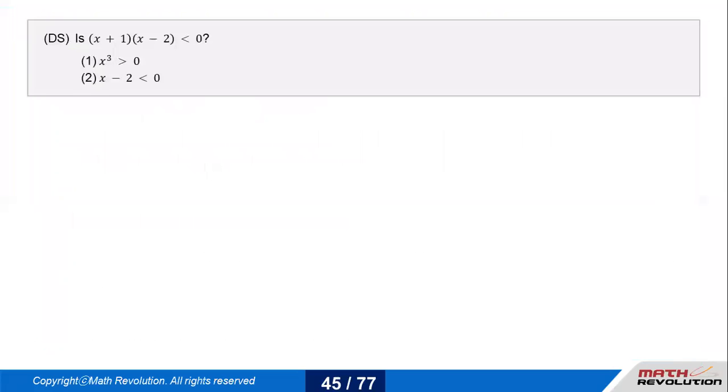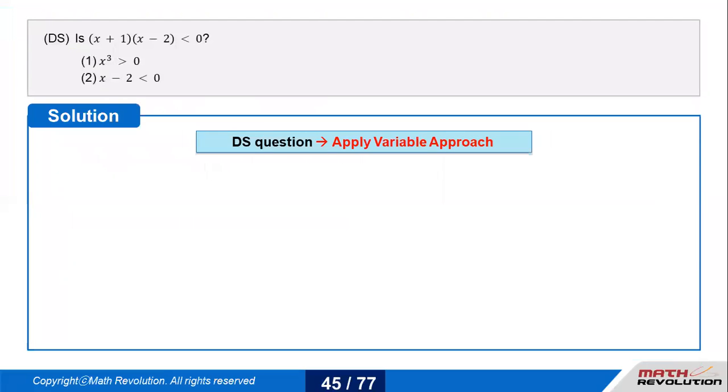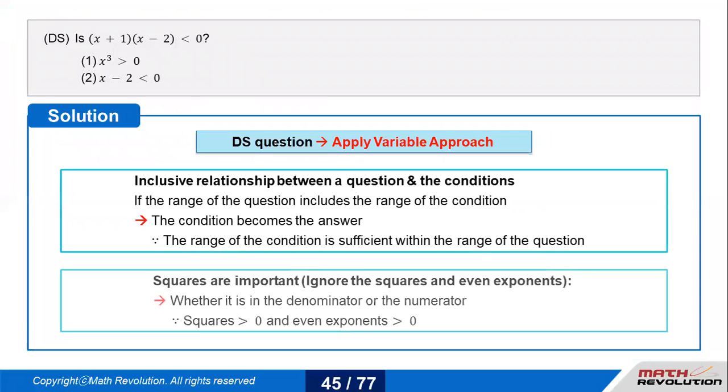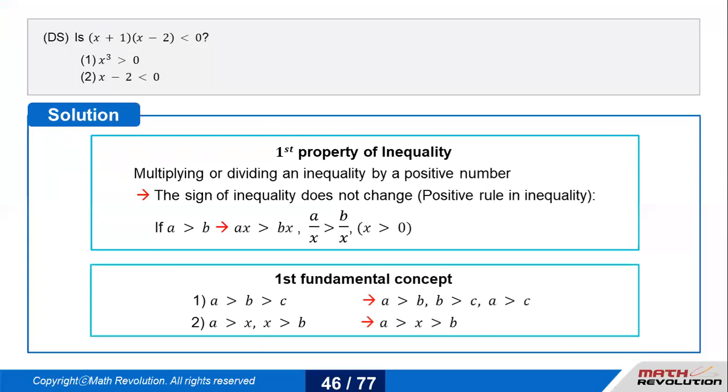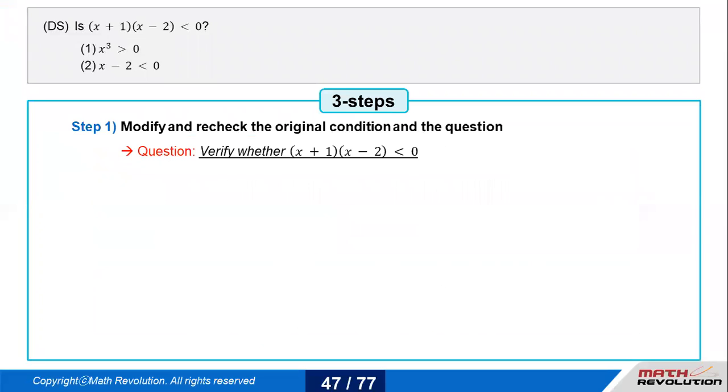So in this particular fashion, let's try solving this question. Is x plus 1 times x minus 2 less than 0? Now always remember, we have two factors whose product is less than 0. So their signs will not be the same. Let's apply the variable approach. And we would be applying properties, because we have x cubed in the condition, so we know that we'll be applying the square properties and the basic first fundamental concept also.